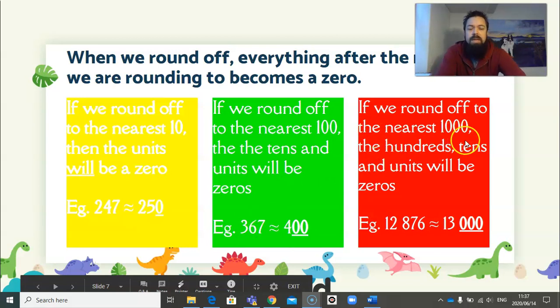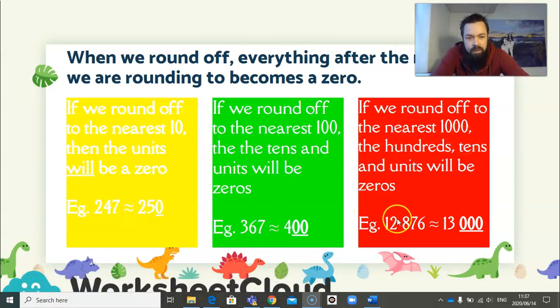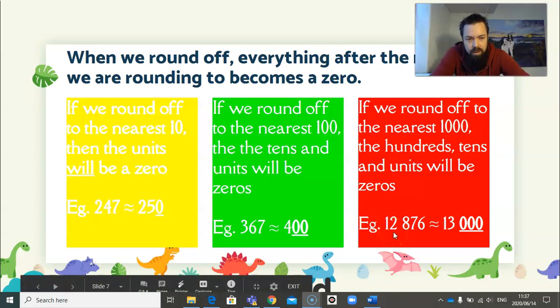When we round off to the nearest 1,000, the hundreds, tens, and units will be 0. So there's our thousands column. And in our answer, everything that's after the thousands column, the hundreds, tens, and units, will all be zeros.